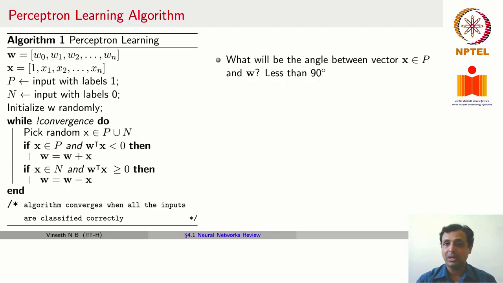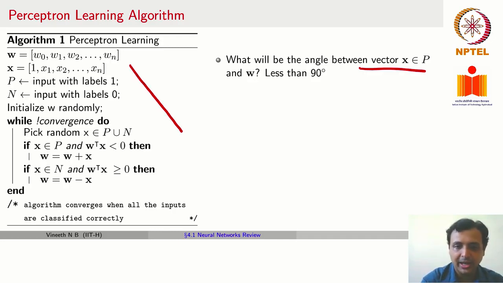If you want the perceptron to classify this point correctly, the angle between the vector x in P and w has to be less than 90 degrees. Why so? Let's again write out that line. This is the line which is given by w transpose x. Remember, this is w, this is the set P, this is the set N.